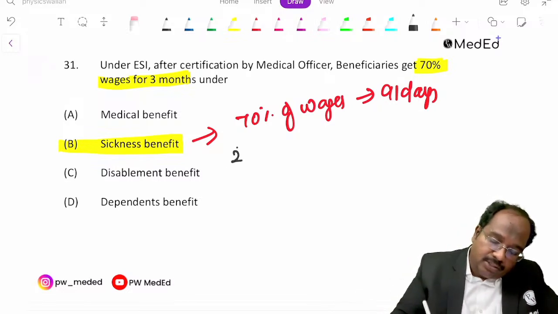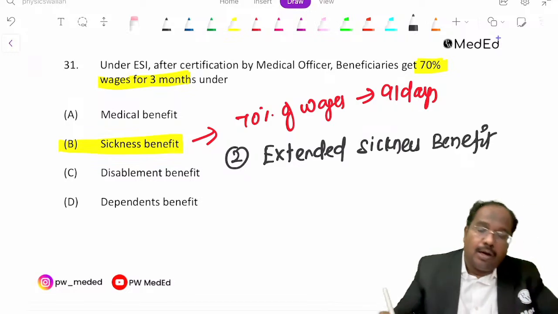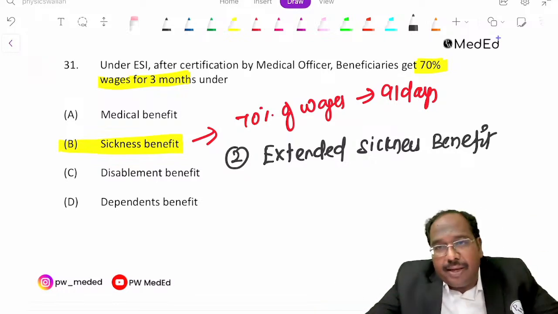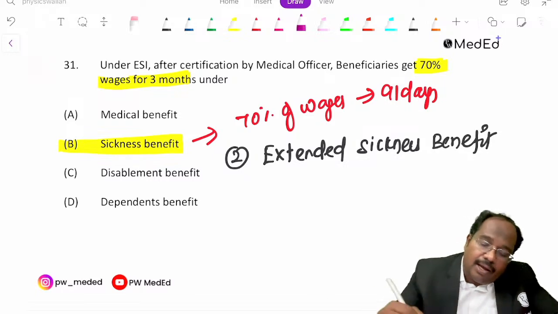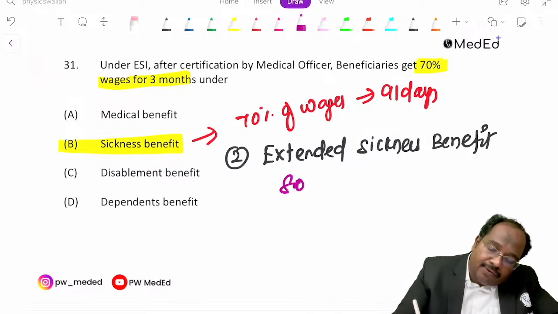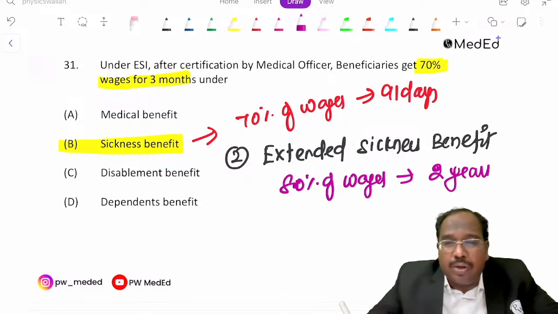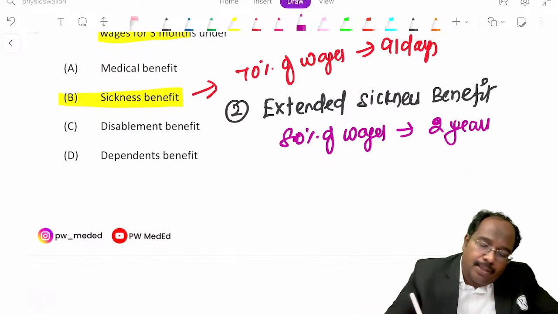The second one is called extended sickness benefit. Here the worker is really sick, suppose an MI or a cancer has come. In extended sickness benefit, they can get 80% of wages for 2 years. Stroke, cancer, MI. There is a list of conditions.